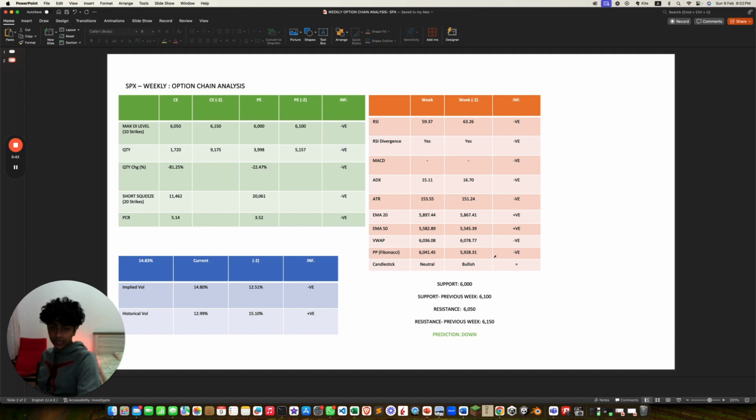RSI is lower, that's negative. There is a divergence, that's negative. The MACD is negative, that's also a negative. The ADX is lower, that's negative. ATR is higher, that's negative.